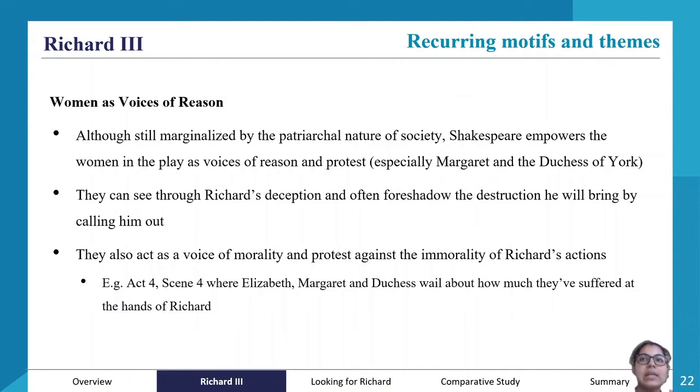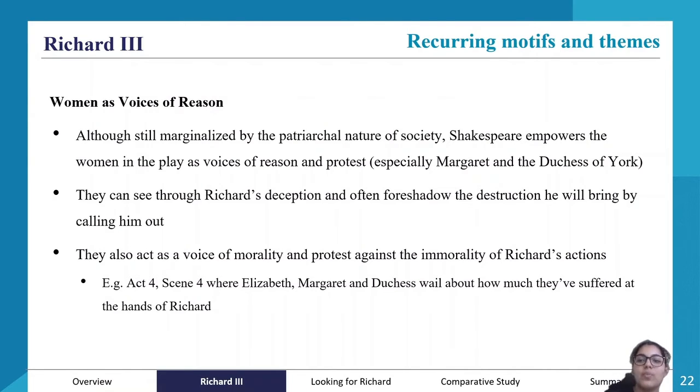And so women here are highlighted as the voice of reason, and they're also the voice of morality and protest against Richard's immorality. So in scene 4, where Elizabeth, Margaret, and the Duchess wail about how they've suffered at the hands of Richard, in a way they come together to curse Richard, to collectively mourn what Richard has done to them and to their families. So women are seen as voices of reason.